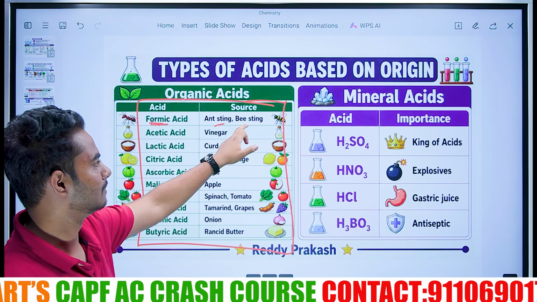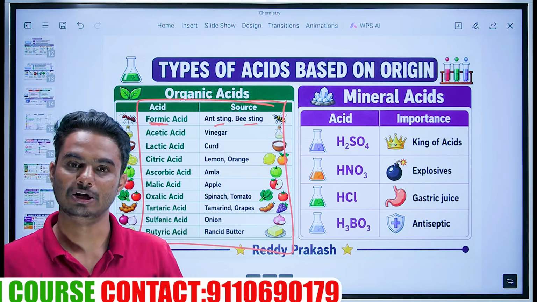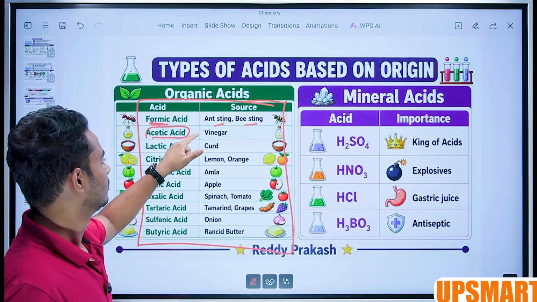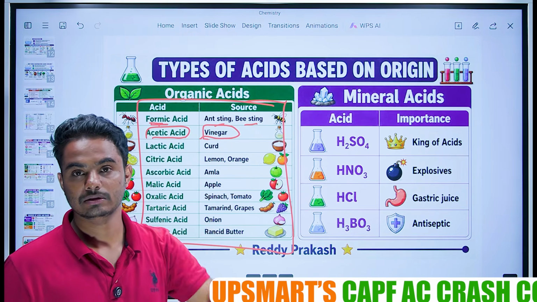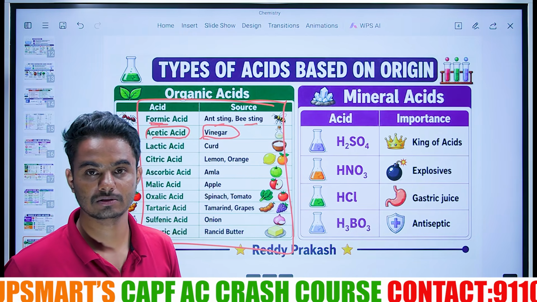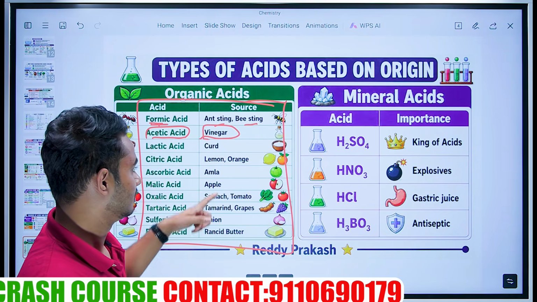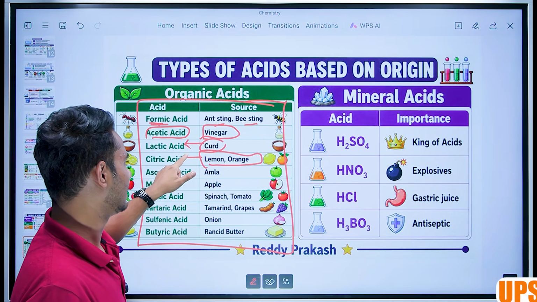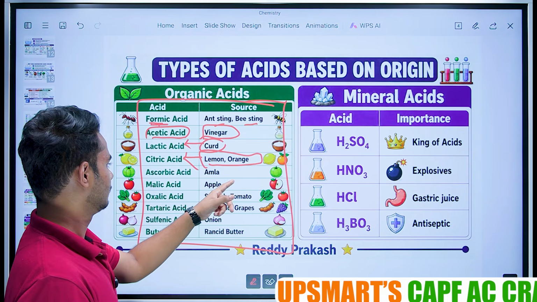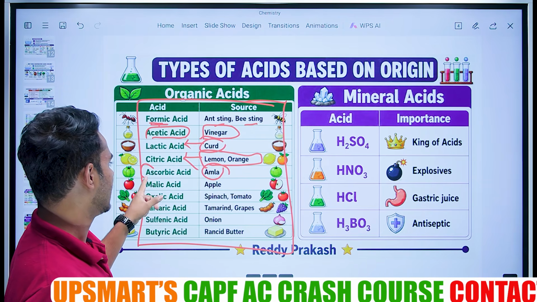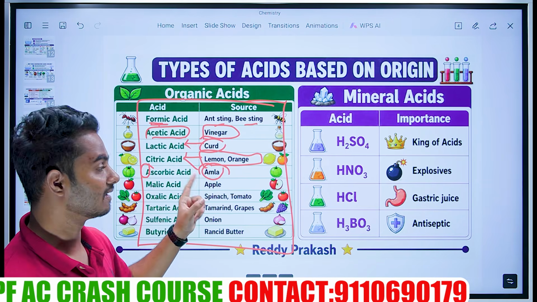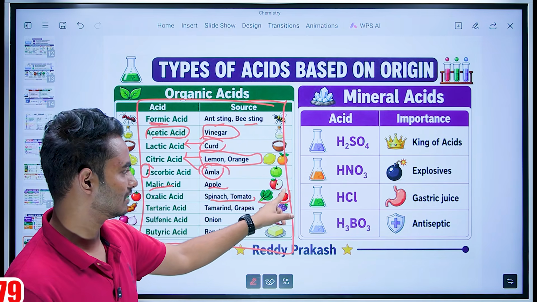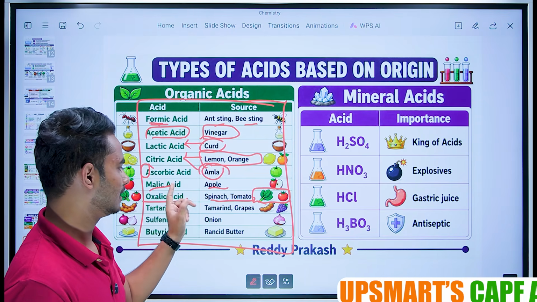Formic acid is in ants and bee stings. The insects which sting us usually have formic acid. The vinegar we use for preservation has acetic acid. Curd has lactic acid, you know that. Lemon and orange, as I already discussed, have citric acid. Amla has ascorbic acid. Apple has malic acid. Spinach and tomato have oxalic acid.